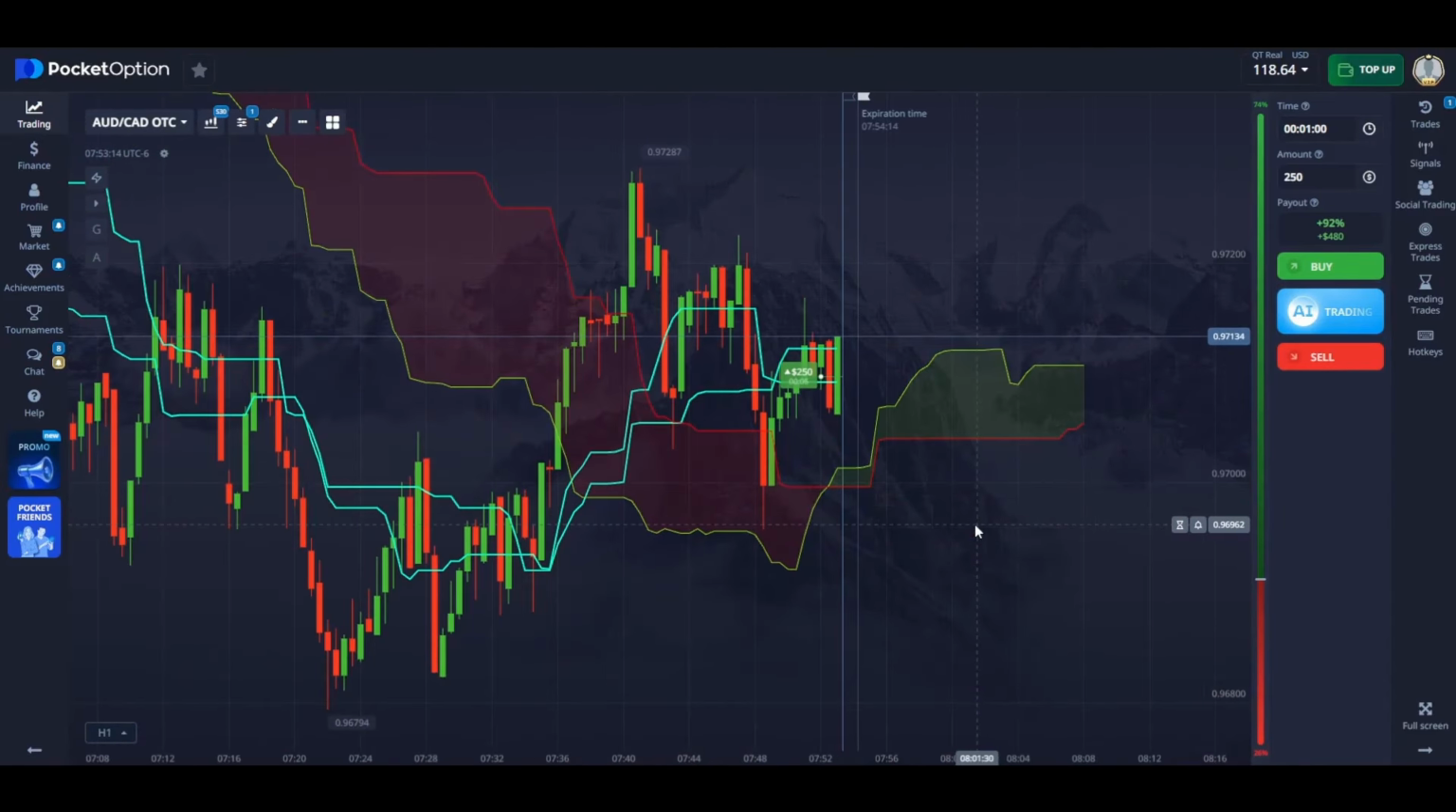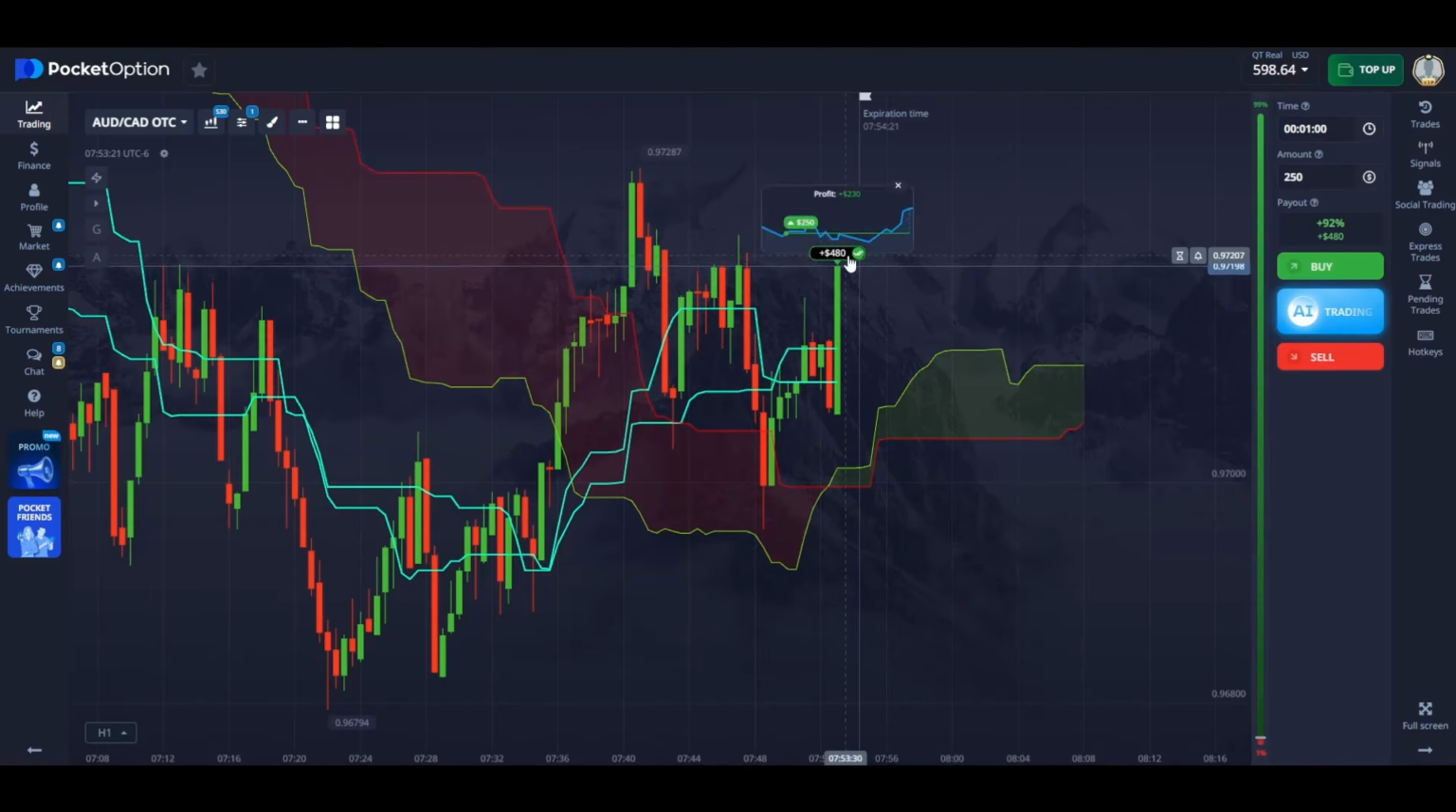Let's wait until this trade closes in profit. I can't find a good setup on this currency pair, so I'll look for opportunities on other pairs instead. Now that this trade has successfully closed in profit, I'm gonna look for this setup on other currency pairs.